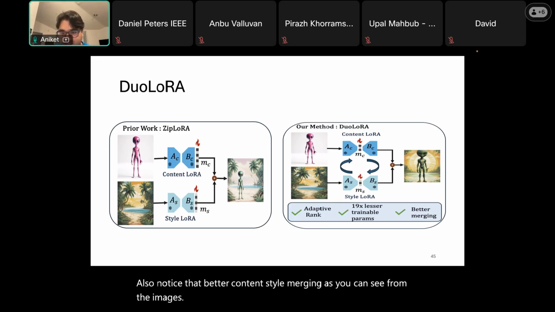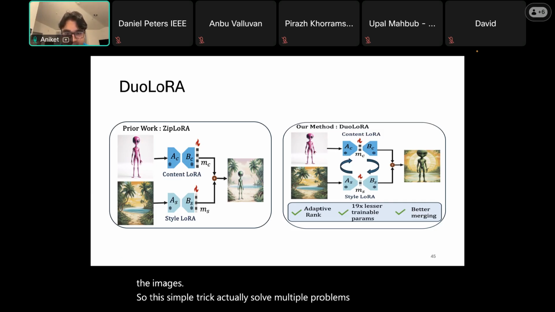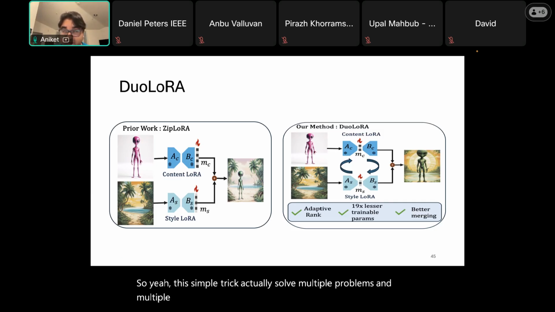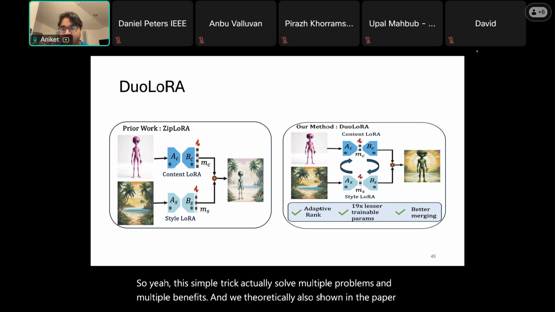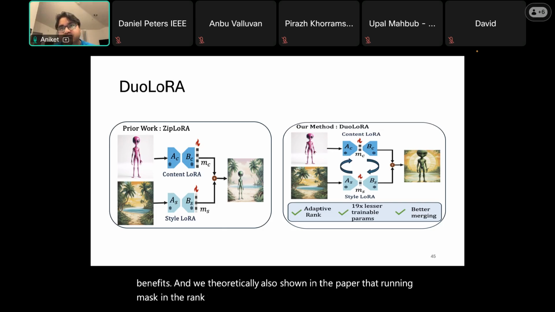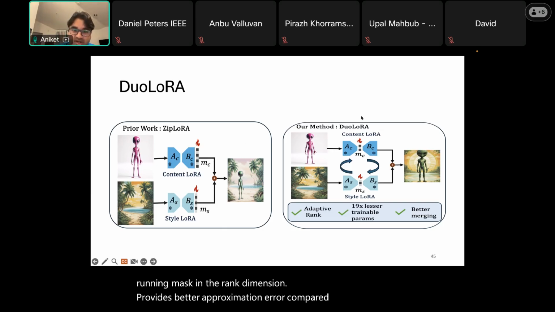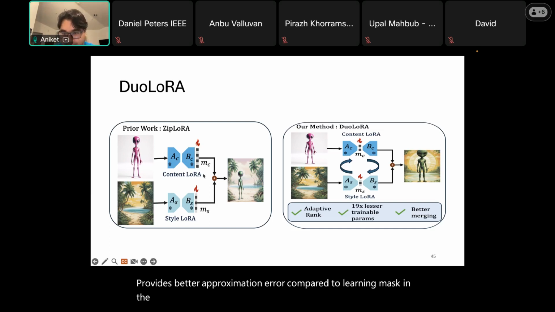So yeah, this simple trick actually solves multiple problems and has multiple benefits. And we theoretically also showed in the paper that learning the mask in the rank dimension provides better approximation error compared to learning the mask in the output dimension. Yeah, does anyone have any questions on this?